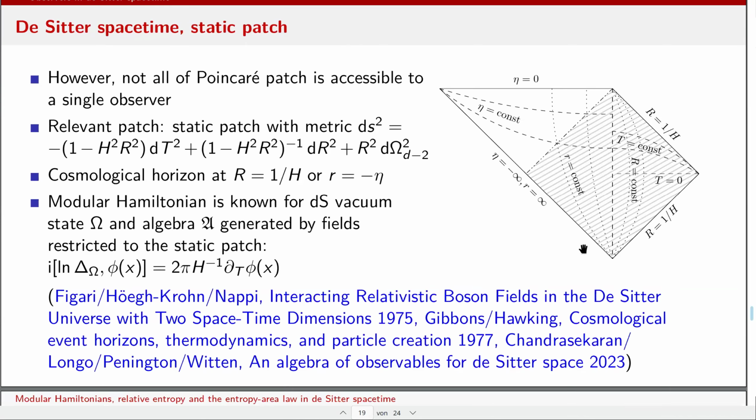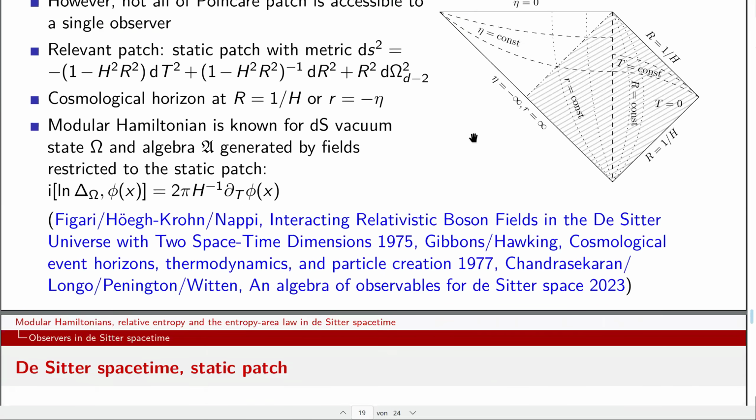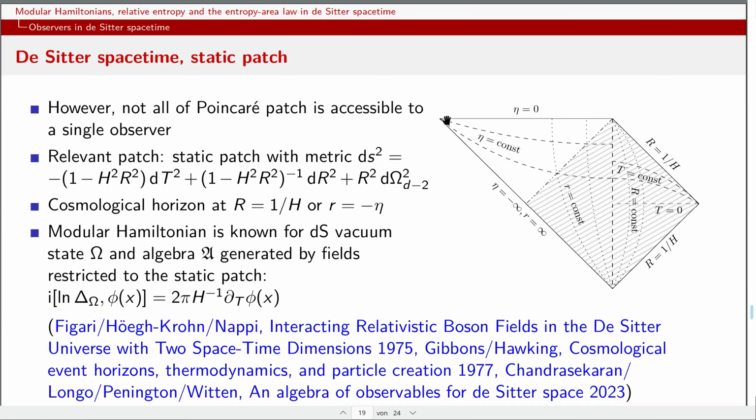This triangle here would be the Poincaré patch. But what is accessible to a single observer is only the shaded region here, or if you make it rotationally invariant, the diamond, which is a static patch. And one can write a static metric. The border of this patch is the so-called cosmological horizon. It's at r equal 1 over H.